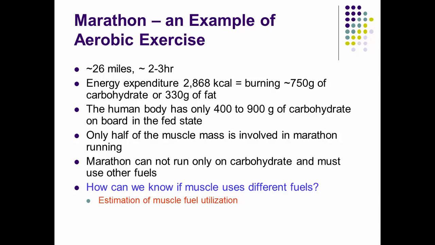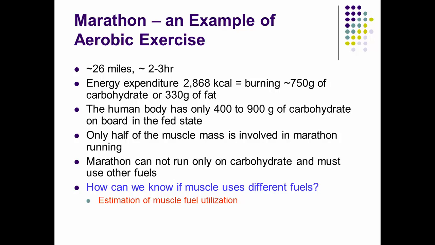All right. So now let's talk about a specific type of exercise. Aerobic exercise, the marathon. So the marathon is an aerobic exercise. It runs like 26 miles, right? It takes between 2 and 3 hours, depending on the runner, right? And for energy expenditure, running one marathon requires 2,868 kcal of energy, and it needs to burn 750 grams of carbohydrate or 330 grams of fat in order to get 2,868 kcal of energy for the marathon.